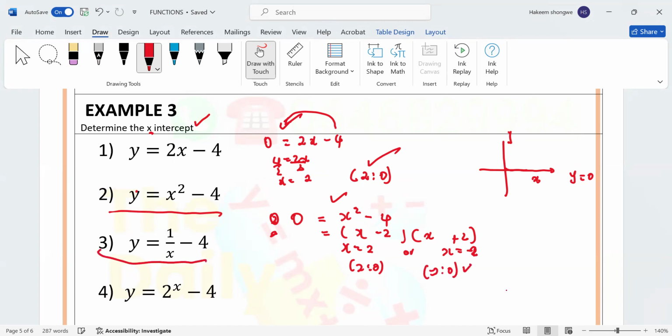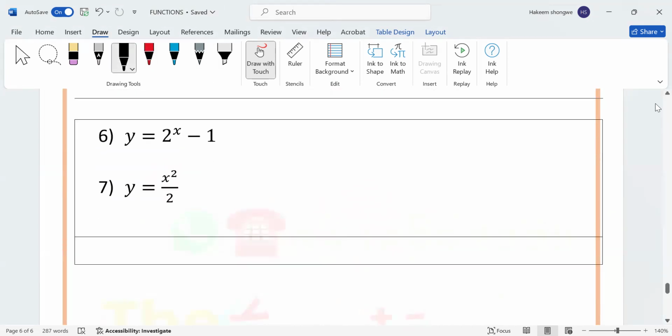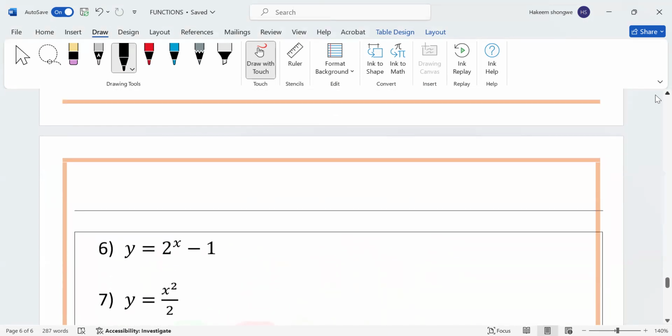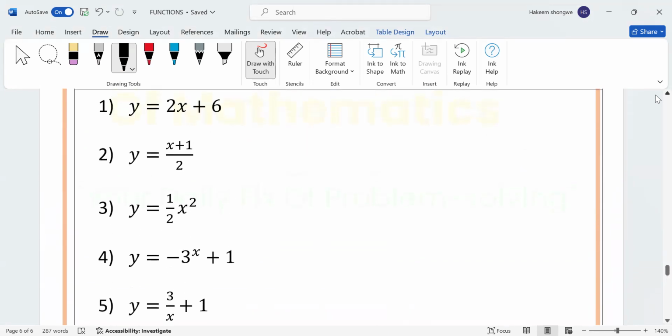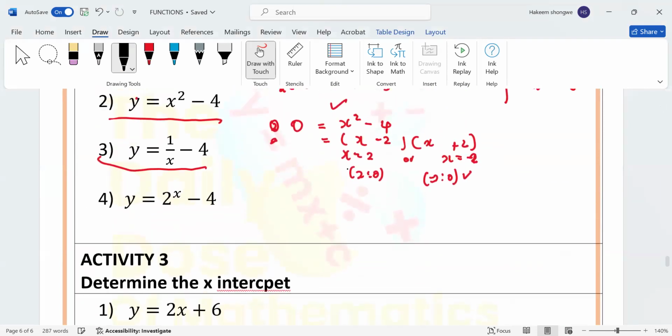Number 3, what kind of a function is number 3? It's a hyperbolic function. Okay, let's learn to get the x-intercept of a hyperbolic function. So what is it that we're going to have? We're going to have 0, which is going to be equal to 1 all over x minus 4. Okay, you want to get x.